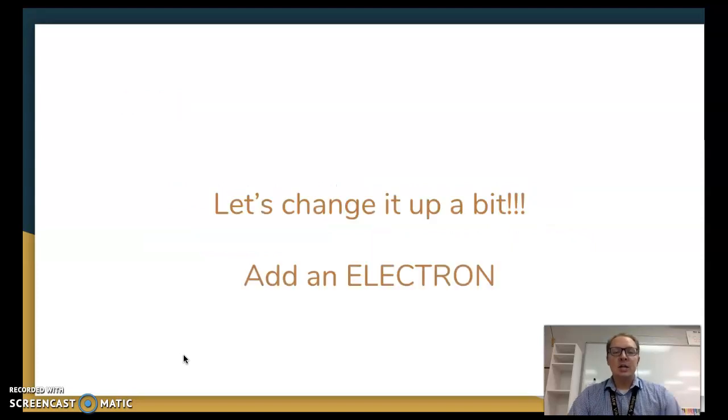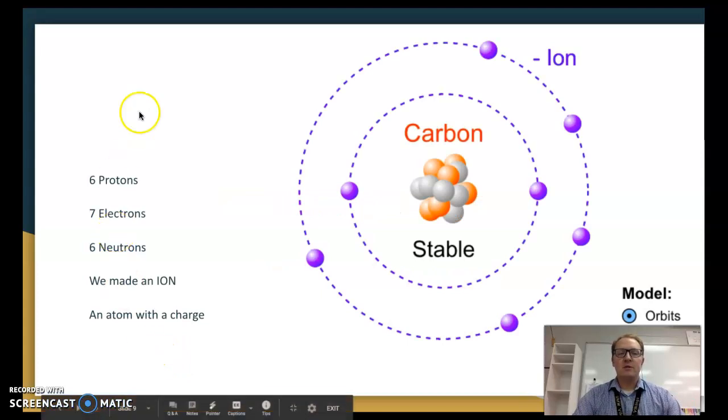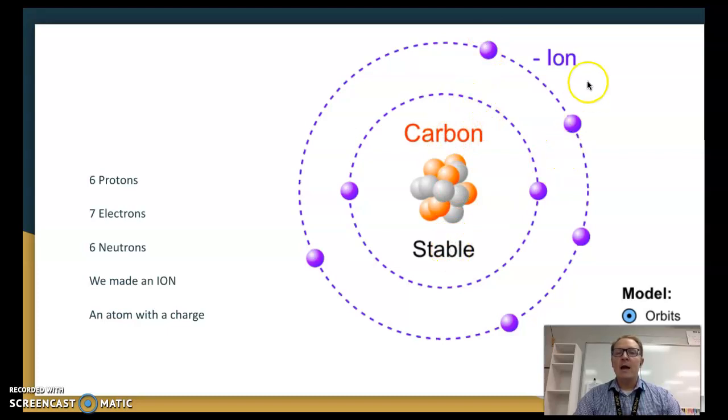Okay? Now let's change those electrons. If we leave protons and neutrons alone and we change the number of electrons, watch what happens now. So 6 protons and we have 6 neutrons, but we've added an extra electron out here in this outer energy level. It's still carbon, it's still stable, but what we have now is an ion. An ion is an atom with charge. It's either got more negative things or more positive things.